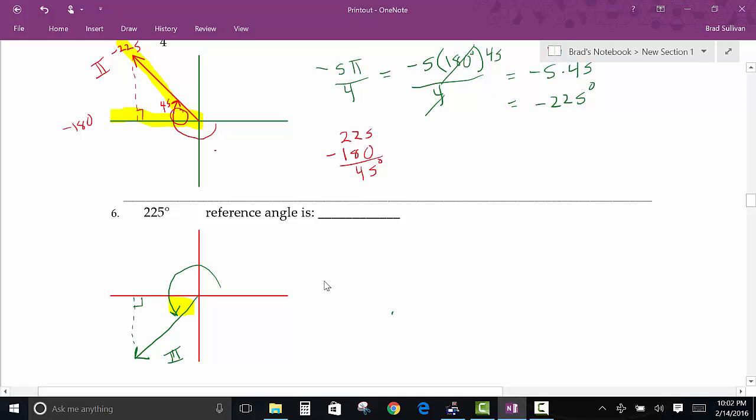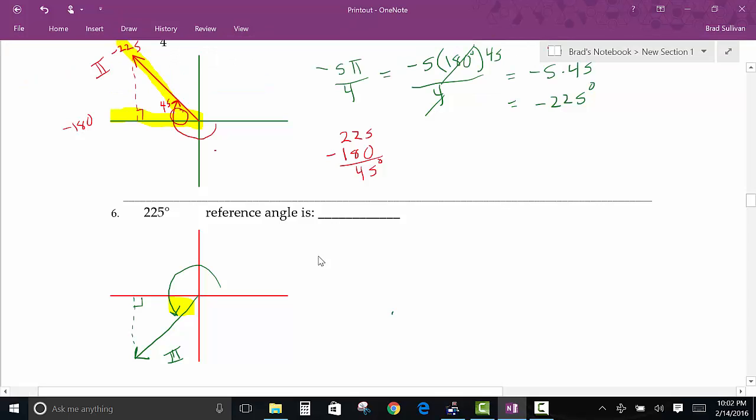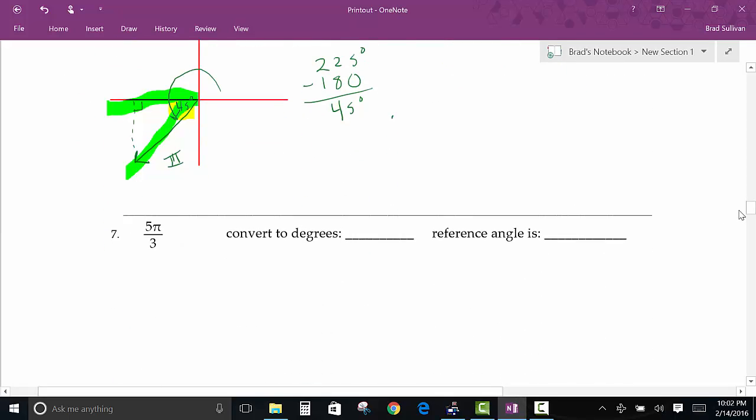That's what we're trying to do, find that reference angle there. The way we crunch this out is 225 degrees less halfway around the circle, which is again a 45-degree reference angle, like that. So that reference angle is 45 degrees. Notice that when we're finding this reference angle, we are looking at the x-axis and at the radius. So it's always an acute angle. That's how you do that.